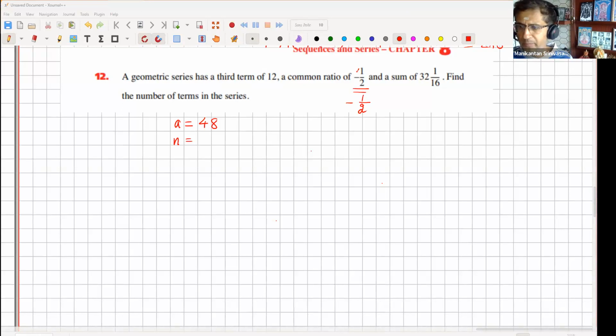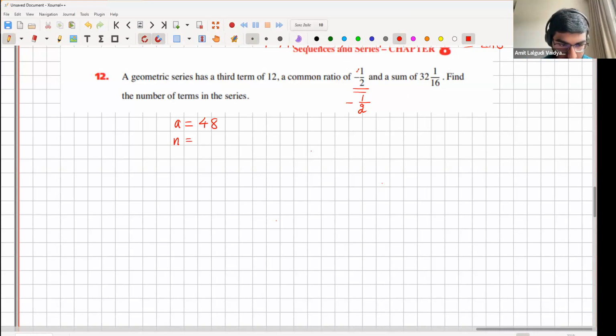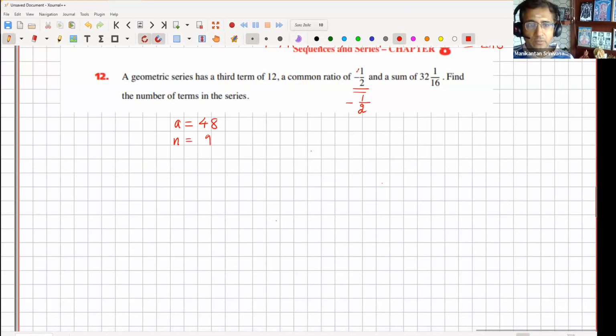Amit, you have an answer as well? Yeah. Okay, call out your answer, Amit. 10 terms. 10 terms. Okay. So Amit has 10, Moksha has 9. At least one of them is wrong. Probably both are wrong. I'm just kidding. I don't know. I haven't worked it out. I'll do it with you guys. But both of you check once, since there is inconsistency.